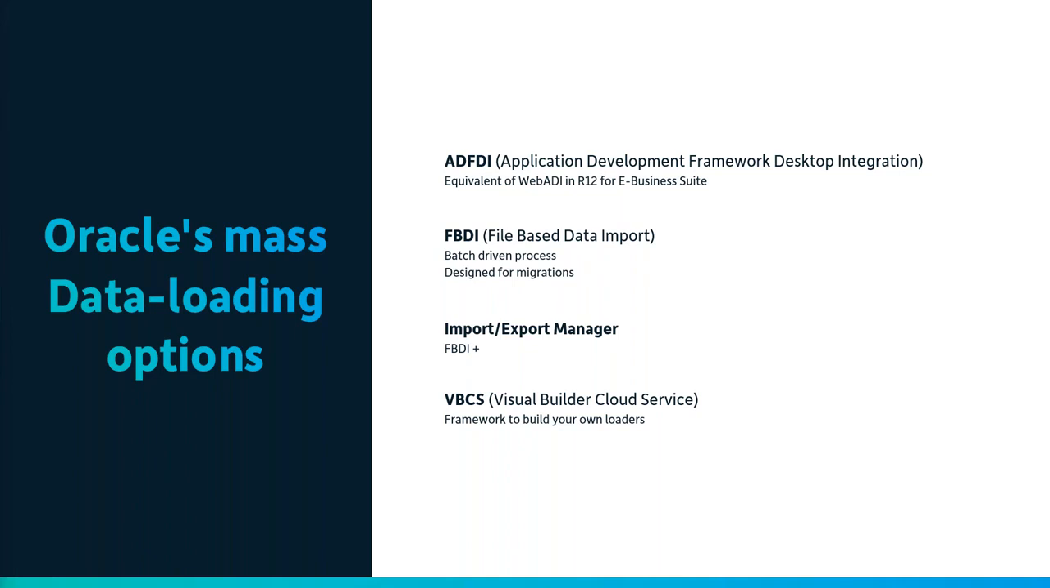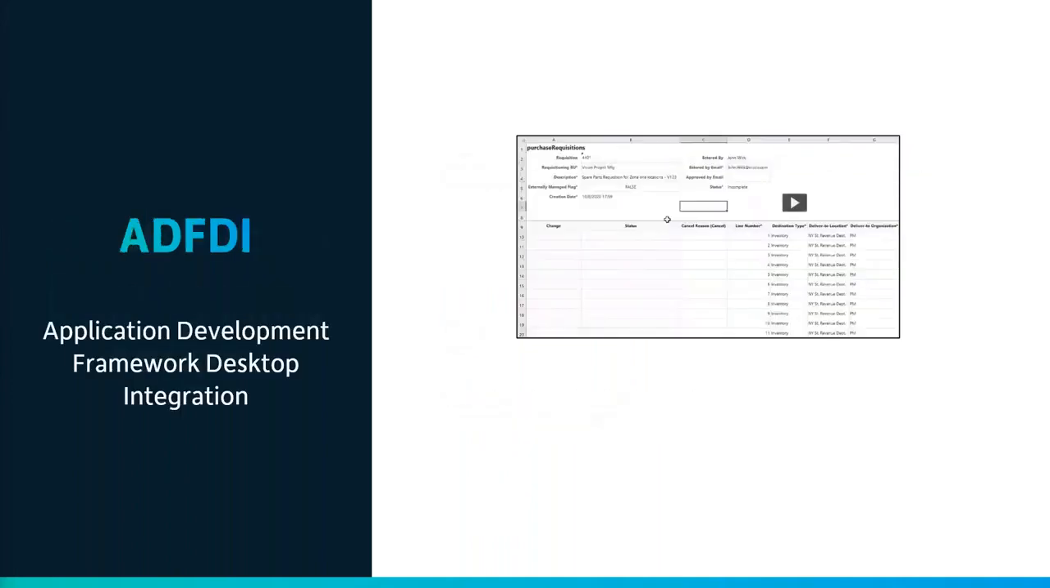As an organization, it's important to try and measure the value of the benefits they provide weighed up against their weaknesses. And depending on the shape and volume of your data, some of the weaknesses might prove to be showstoppers. So let's learn a little about them. Starting with AD-FDI. This one would be familiar to anyone coming from an EBS background that's had dealings with Web ADI. It's essentially the same solution.